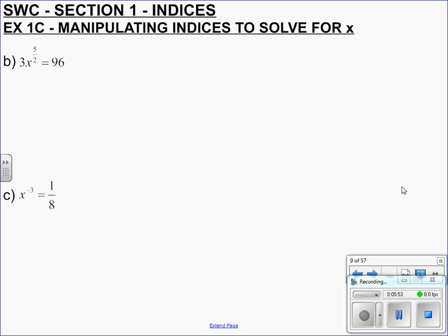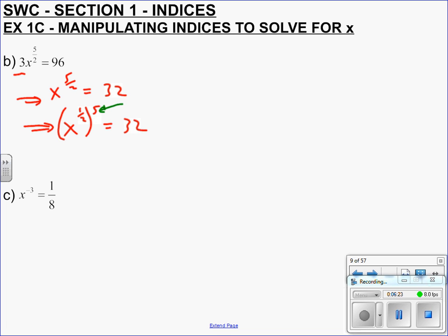So 3x to the 5/2 equals 96. First off, we want to get rid of that number. So x to the 5/2 is the same as 96 over 3, which is 32. So remember, we're trying to get x by itself. Let's go through the process. x has been square rooted and raised to the power of 5. So we're going to do the opposite. We're going to try and get rid of that to the power of 5. And I'm always trying to find the most convenient one to do first.